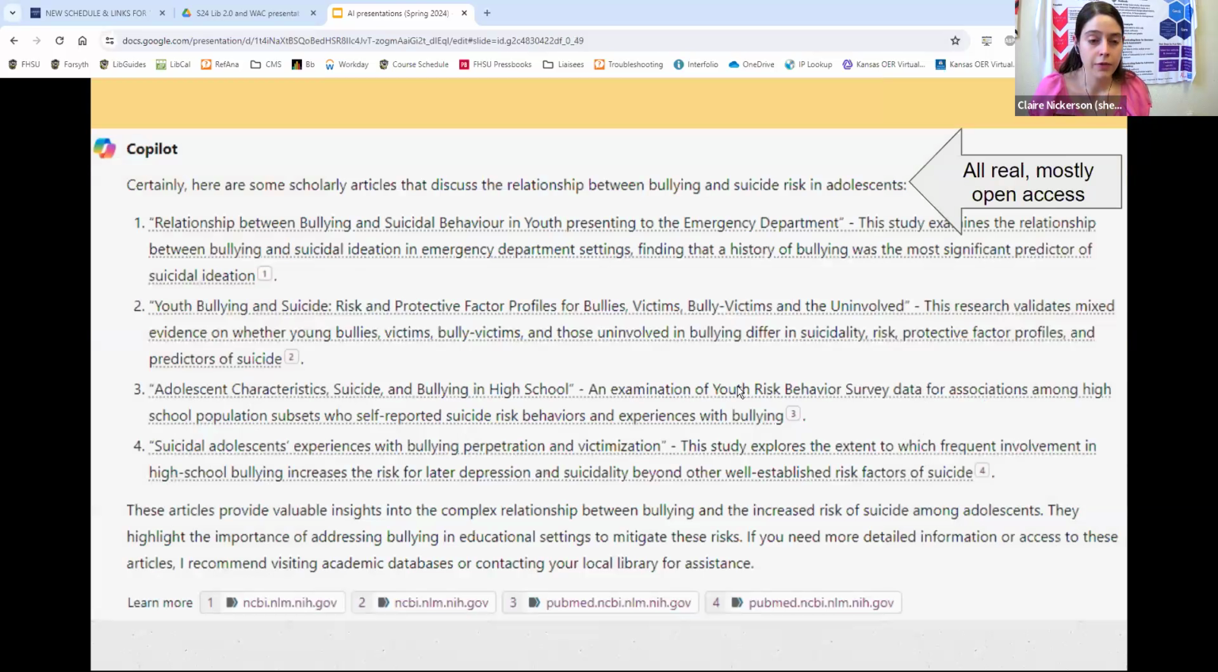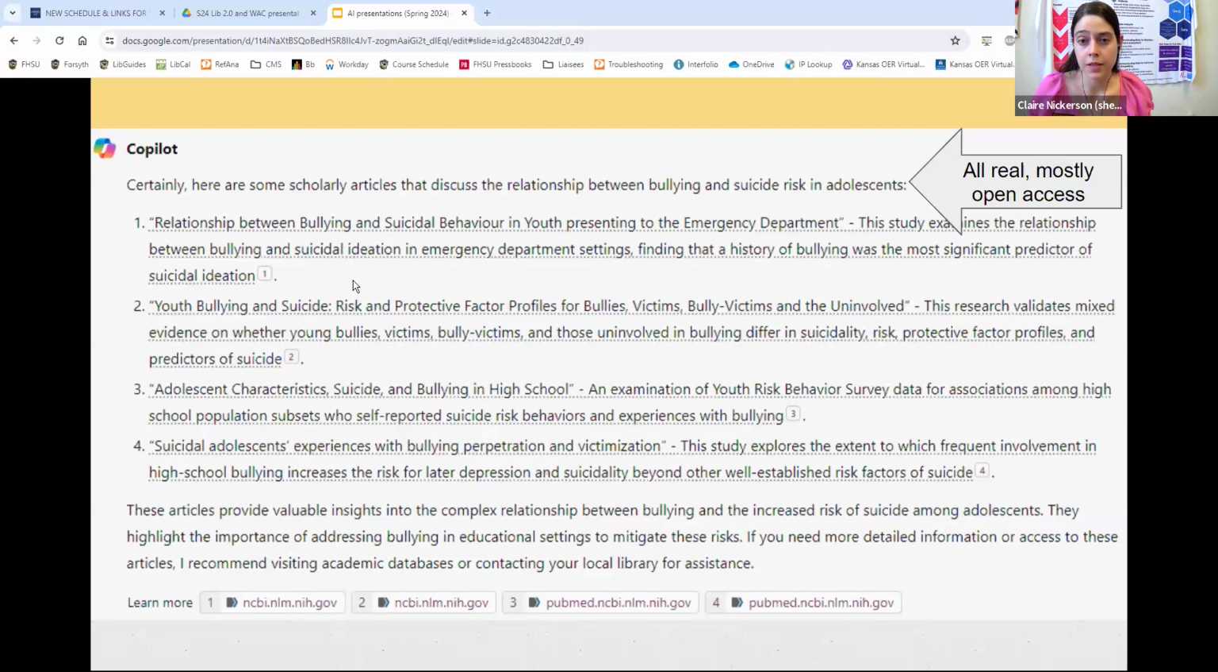In terms of the general use AIs, the one that I found was the best for locating scholarly articles at the moment is Microsoft Copilot, perhaps because it started off connected to the internet and offering footnotes. So in this case, it's offered us some articles. I did look at all of them. They are all real articles. Most of them, I think 3 out of 4 of them, were open access.